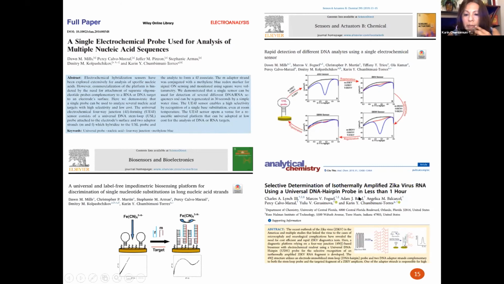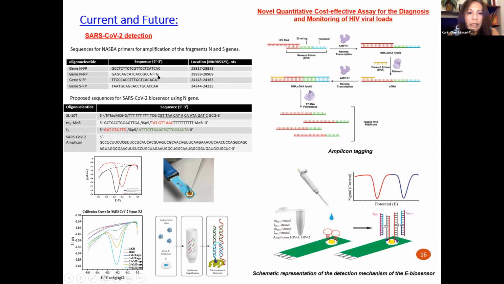Here is our last publication, where we combine our electrochemical detection with an isothermal amplification technique for a fragment of the Zika virus, and the whole methodology was able to be done in less than 1 hour. Currently, we are developing a sensor for COVID-19, and the most important thing here is that we can do the analysis in 1 drop of sample, okay? And then we are doing a real sample analysis now.